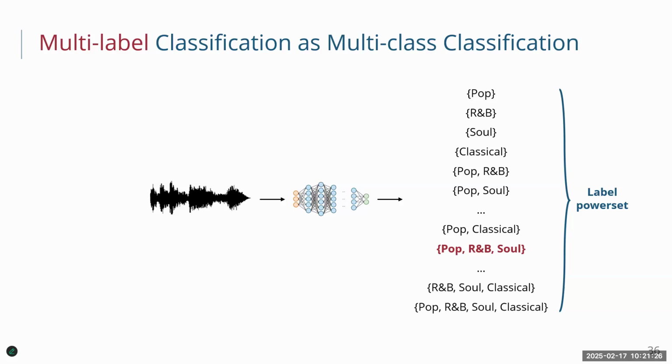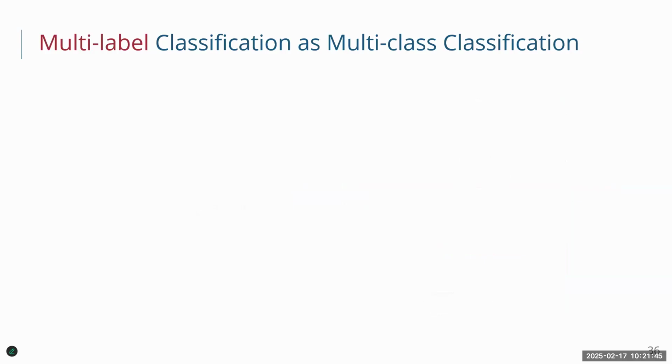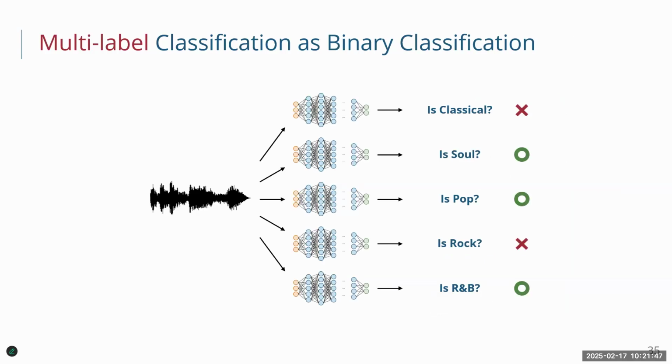Is that a lot? That's a lot. That's how people do it. It doesn't seem like a feasible way, but if you don't have a lot of labels, and if you can get rid of certain label combinations based on heuristics, then it could help. But most of the time people are doing the binary approach.